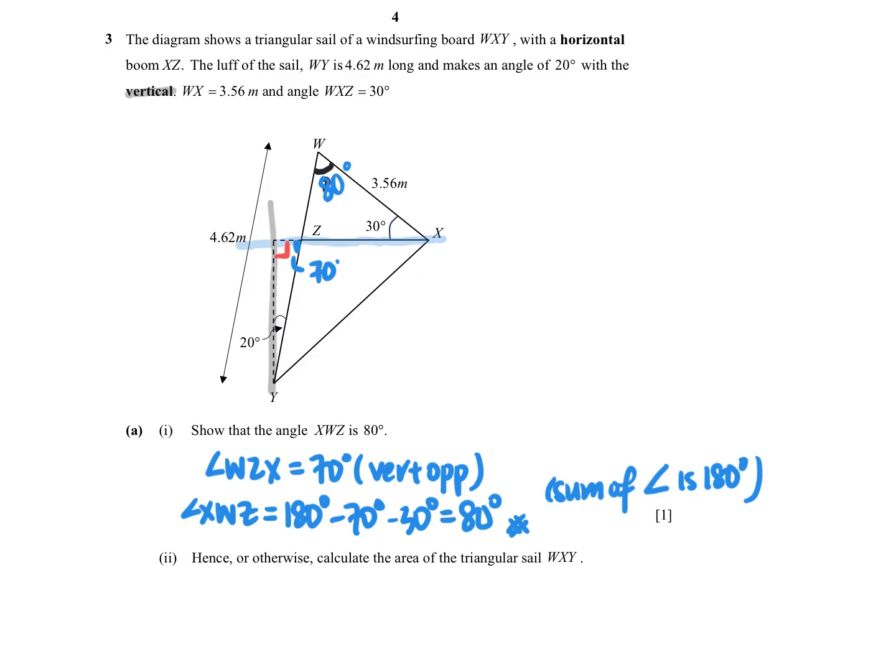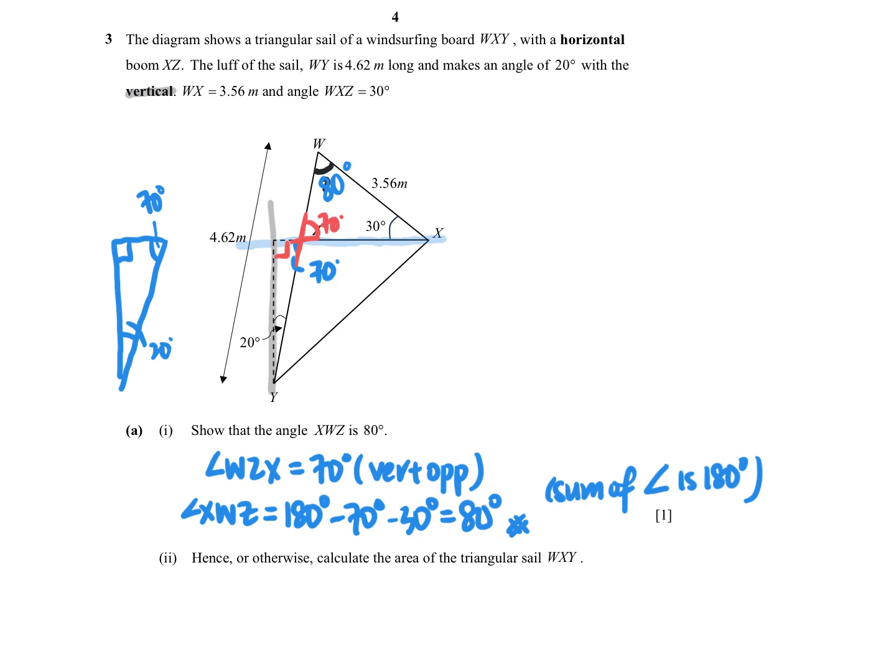Okay, this tiny triangle here, this is horizontal with the vertical. Any horizontal and vertical line is always 90 degrees. This angle they tell you is 20, so this angle will naturally be 70. And then can you see the vertically opposite angles here? So this one is also 70.